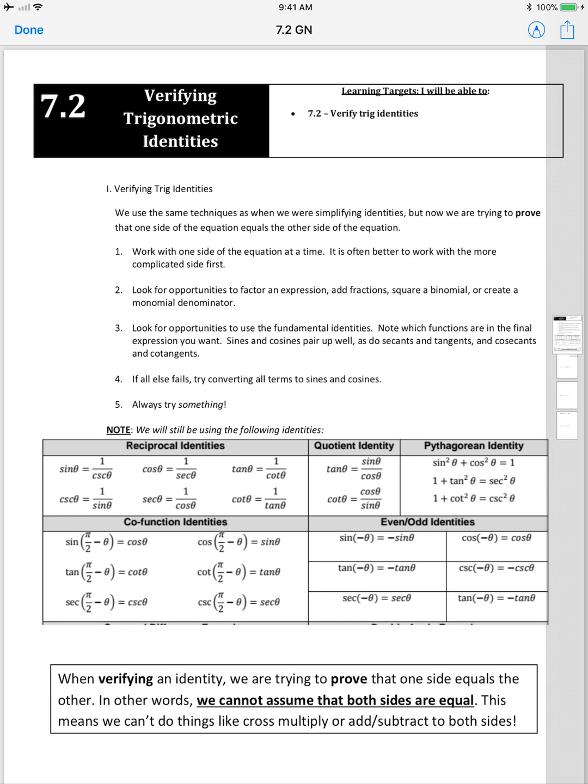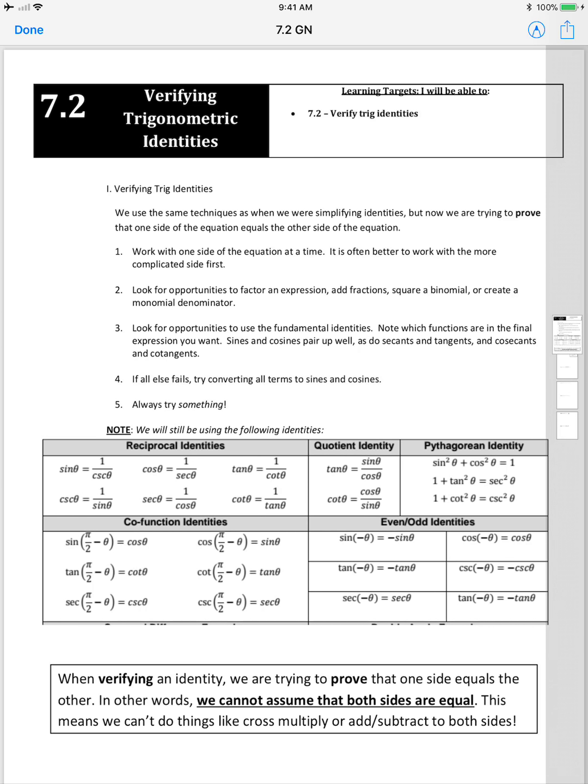In 7.1, we didn't really know what we were working toward. We just knew that we were trying to simplify these expressions. Now we're given some expression equals some other expression, and our only goal is to use our identities to make both sides equal each other. So if we look here, there's a lot of techniques that we can employ that are the same. First, and this is true of any proof, we're going to work with one side of the equation at a time. Usually we're going to start with a more complicated side.